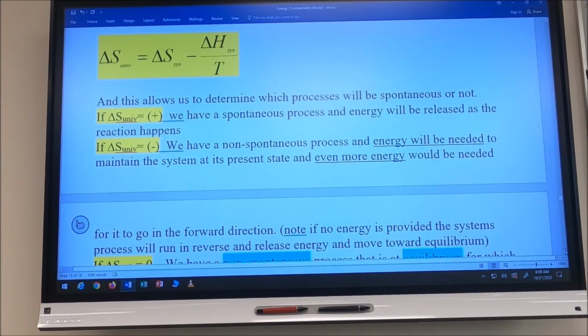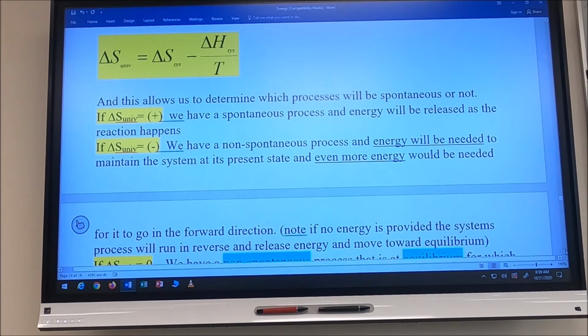So delta S of the universe is equal to delta S of the system minus delta H of the system over T, the temperature in Kelvin. And by calculating delta S of the universe, we can decide if a system is spontaneous or not. If delta S is positive, we have a spontaneous process and energy will be released as the reaction happens.